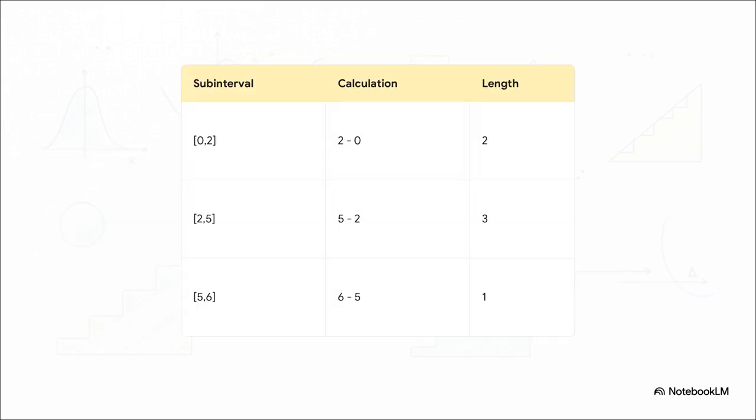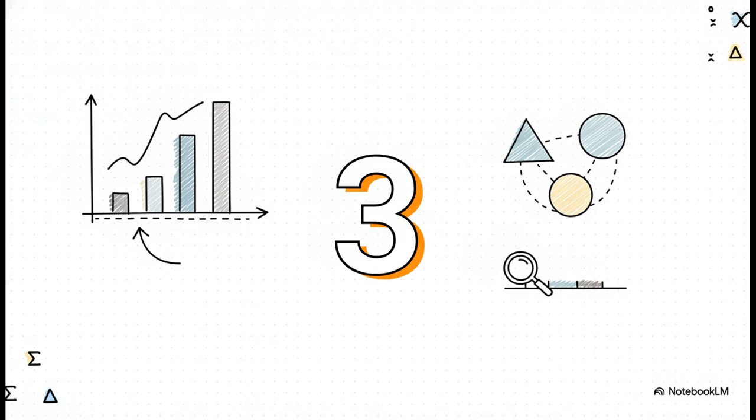So when we map it all out and look at our 3 distinct subintervals and their lengths, which are 2, 3, and 1, finding the norm is a breeze. We are literally just scanning that length column for the absolute biggest number on the list. And there it is, it's 3. Because 3 is the maximum length out of all our calculations, 3 is officially our norm for this specific partition.